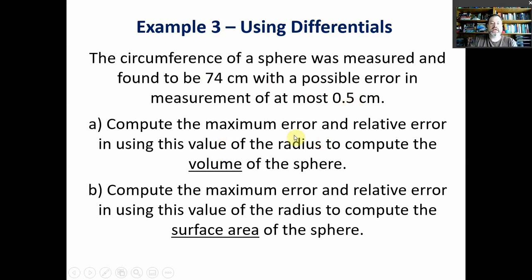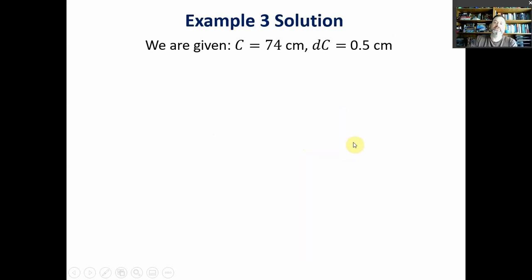But it's asking us to use the radius to compute the volume of the sphere. So the first thing we have to do, write down what we're given. So I'm calling C 74 centimeters. I'm calling that the circumference. DC, that's the small error in circumference, 0.5 centimeters. So I could call them X or Y, but just name the things something that you can remember what it means.